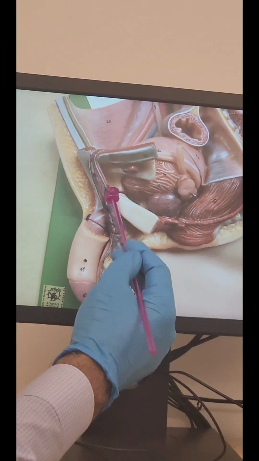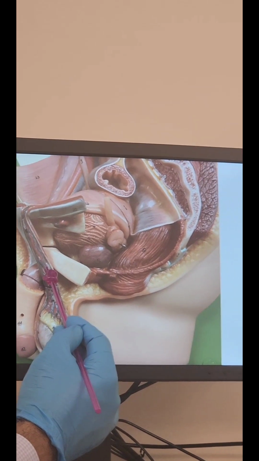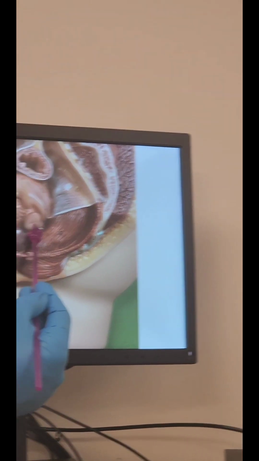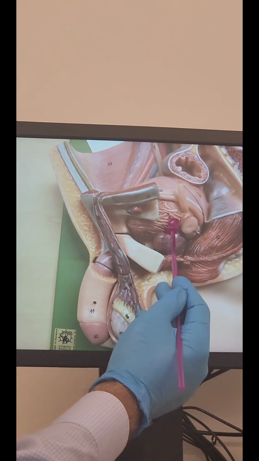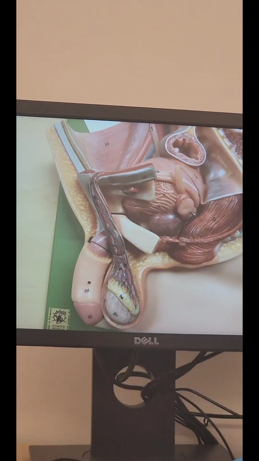This is still the spermatic cord, right? You can hardly see the vas deferens here, right? But you can see the vas deferens here, right? And what is the structure? The seminal vesicle. You are the best. The prostatic one. That's the bladder.